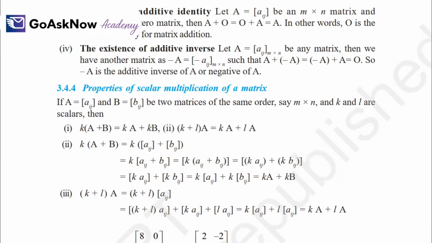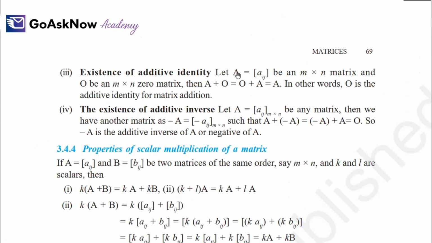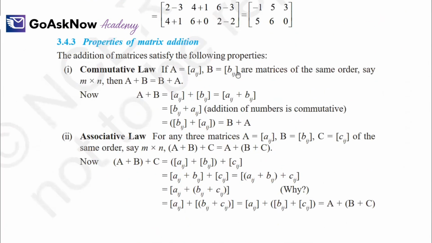Till now, we have learned about the properties of matrices, and what are the additive properties: existence of additive inverse, existence of additive identity element, associative law, commutative law, properties of matrix addition. In the previous lecture, we talked about all these things.